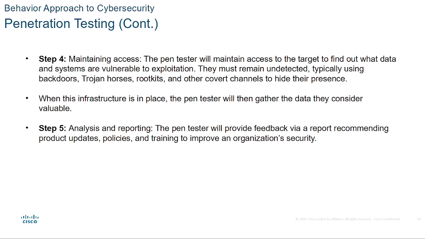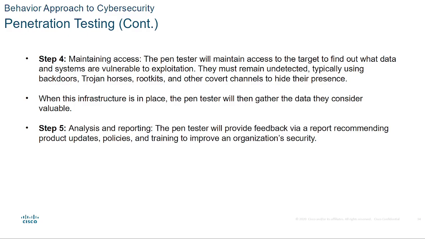Then after that is done, the next step is maintaining access. So after a penetration tester has accessed the system, he maintains his access on the system or on the network so that he can find out what data and systems are vulnerable to exploitation. So they must remain undetected, typically using backdoors, Trojan horses, rootkits, and other covert channels to hide their presence. So when this infrastructure is in place, the pen tester will then gather the data they consider valuable.